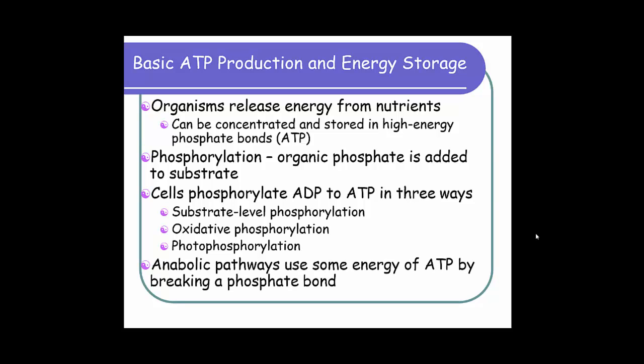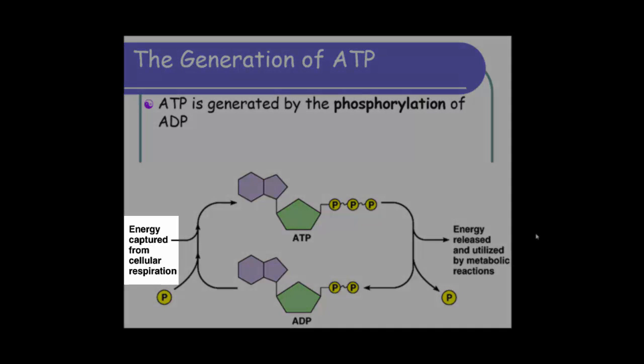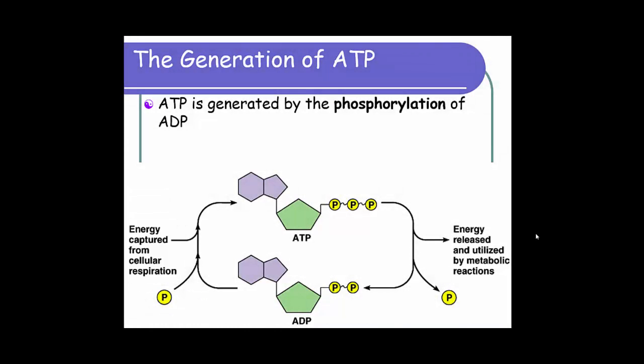Anabolic pathways use energy of ATP by breaking a phosphate bond on ATP, converting it back to ADP. So therefore, ATP is a renewable source of energy, as long as we can capture energy from cellular respiration, from the breakdown of nutrients, put the phosphate back on ADP, and create ATP again.